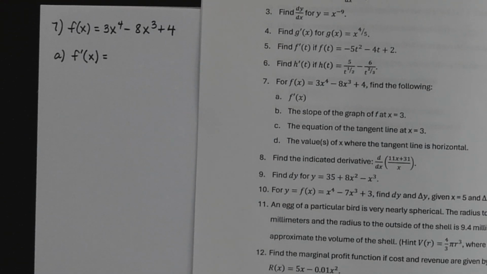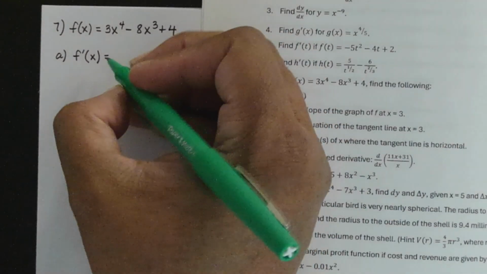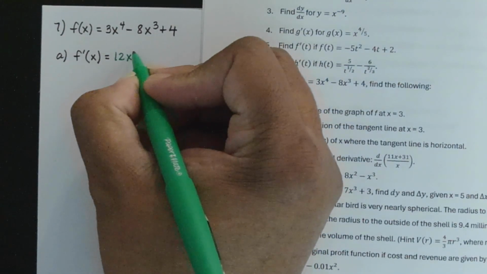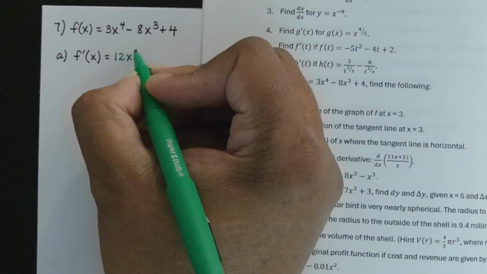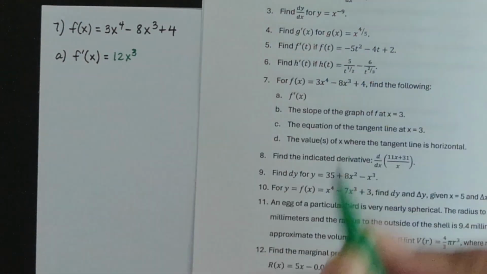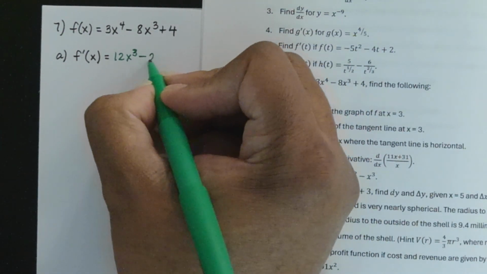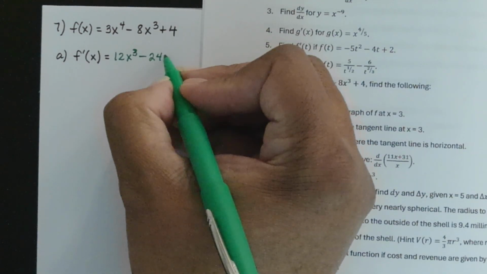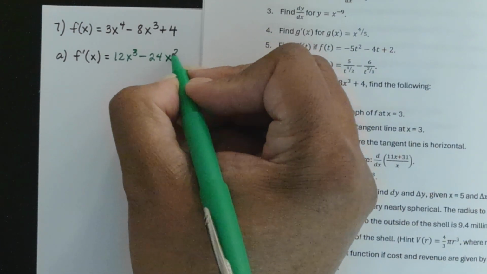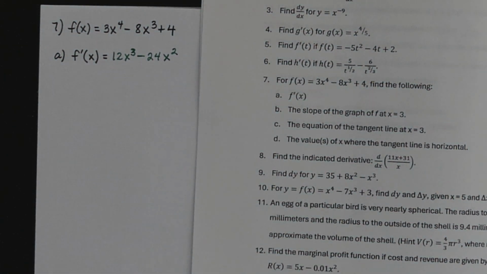So what is f prime of x? 12x to the 3rd minus 16x. Is it 16? Minus 24. Minus 24. Oh, I thought it was 8x squared. That's what I had. Okay. So it's 24x to what power? Squared. And the derivative of 4 is 0. So that would be your derivative.